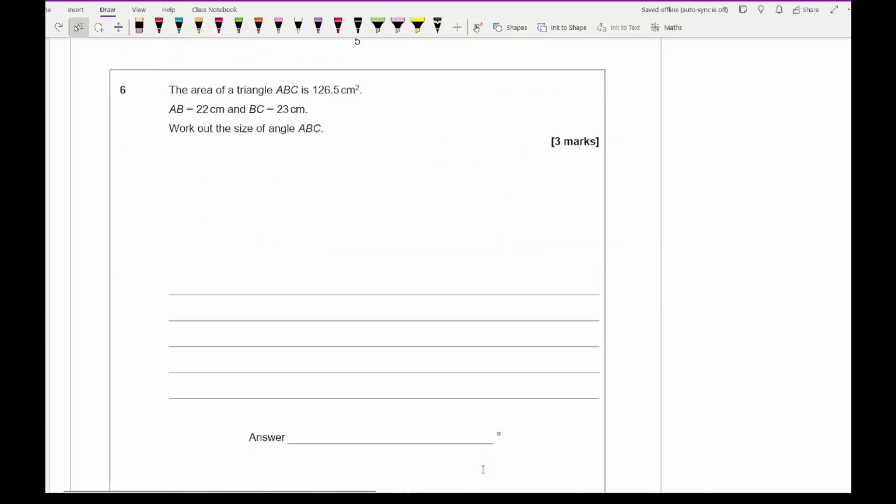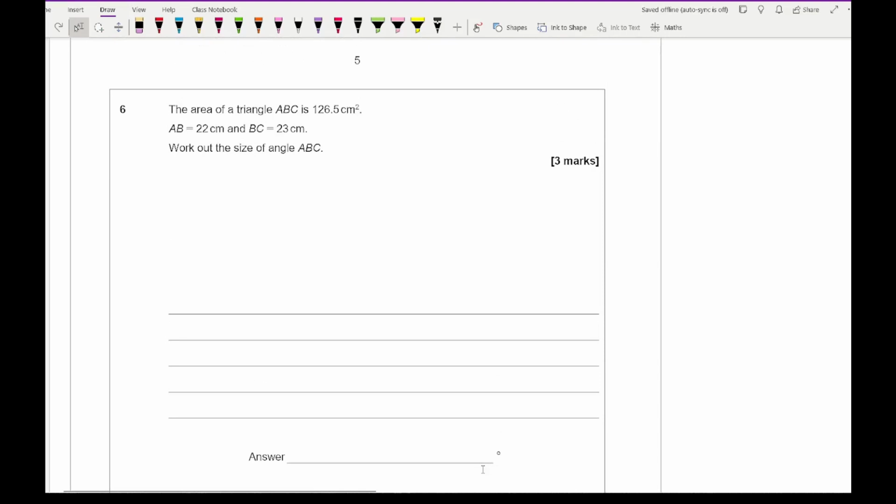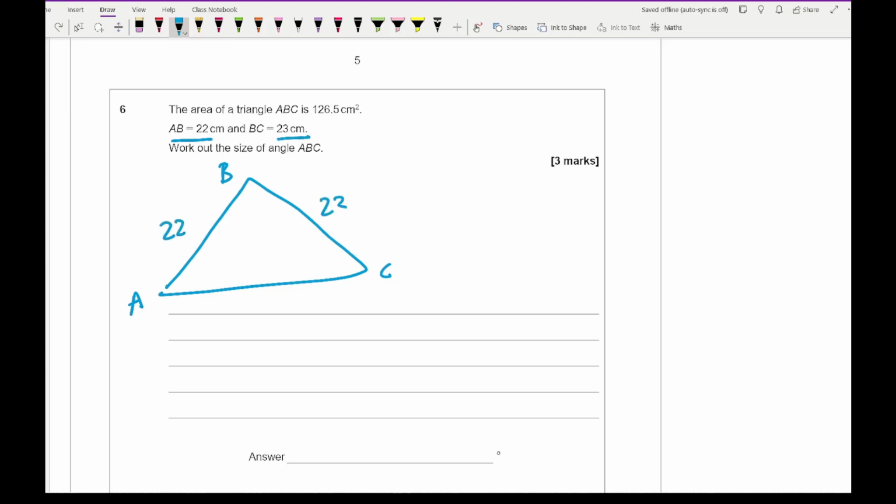Moving on to question 6, it says the area of a triangle ABC is 126.5 centimeters squared. AB equals 22, BC equals 23. Work out the size of angle ABC. So first of all, we've not been given a triangle, so let's draw one. Let's call this A, let's call this B, and let's call this C. Now looking at the side A to B, that's 22. B to C is 23, and the angle that we want is this angle here.